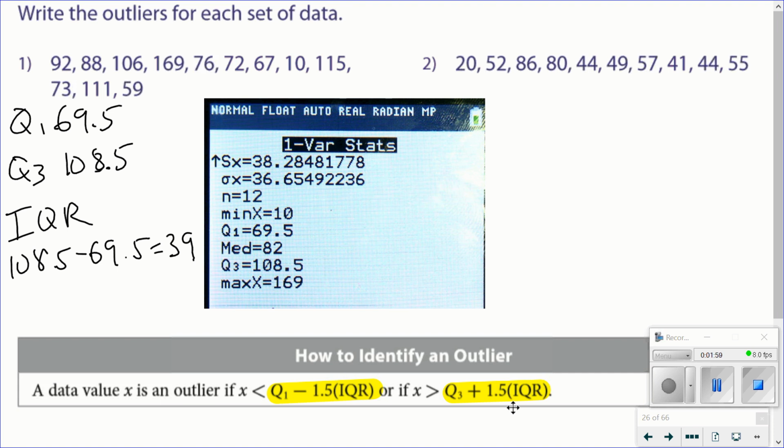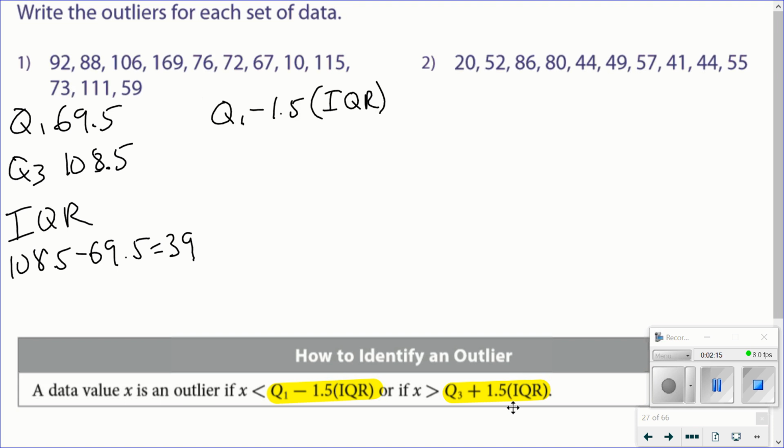Now I have those. All I've got to do now is apply this formula. Okay, so now I'm going to go ahead and apply this formula here. The first formula I'm going to do is the Q1 minus 1.5 times IQR. So I plug in Q1, which is 69.5, and the IQR, which is 39. All right, now I'll go ahead and just type that in the calculator. And I come up with 11.